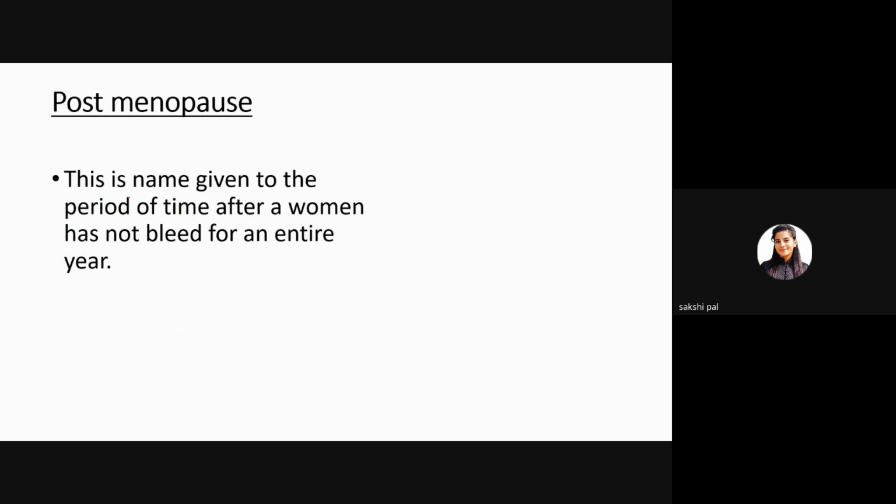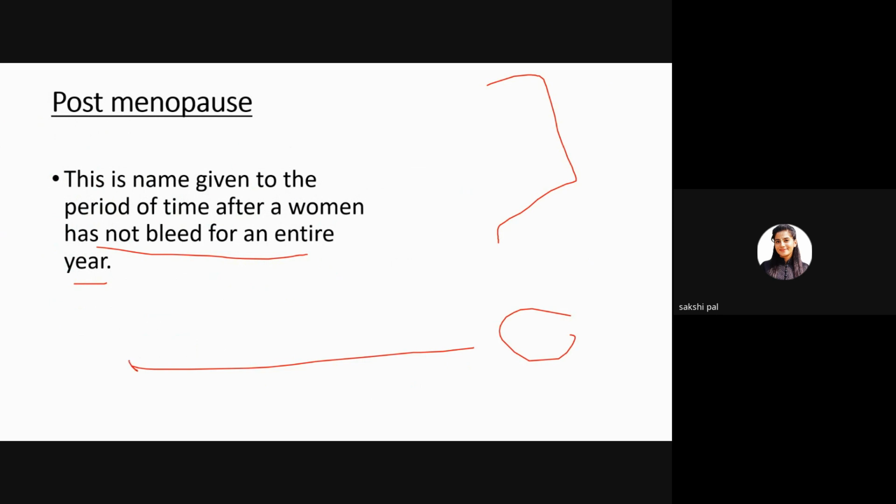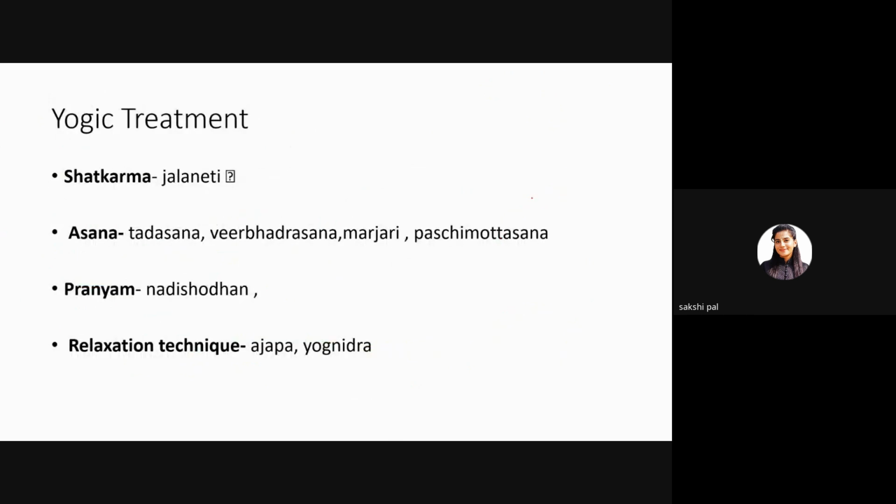So postmenopausal is the name given to the period of time after a woman has not bled for an entire year. How will we analyze? As I told you, it could happen that for 3 months a female is not having any periods, but the fourth month she has. It could happen that for 6 months, 7 months a female is not having periods. Can we say yes, she is now in the menopause stage? No. If for a complete 12 months a female is not regularly having periods, then we can say that yes, this is the stage she leads to menopause. Okay, now it is menopause.